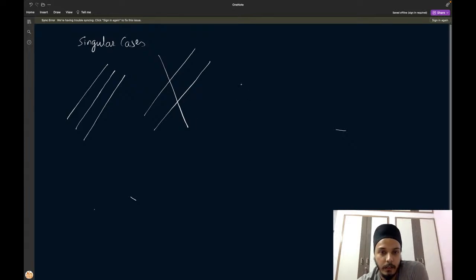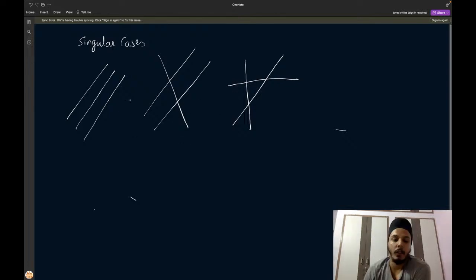Let us see our third case. In this case, let us assume this is one plane, this is another plane, and this is a third plane. What we see here is that we have three intersections occurring between the three planes. So in all these three cases, we will not have a solution. All of these cases are singular cases. They don't intersect at a single point, and we don't have a non-singular case here.